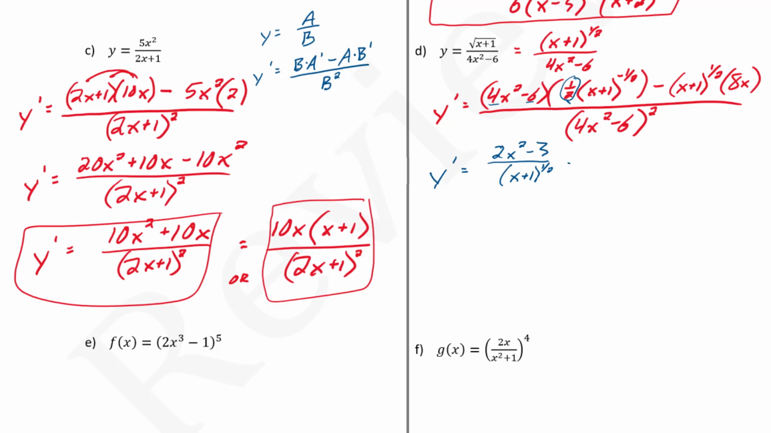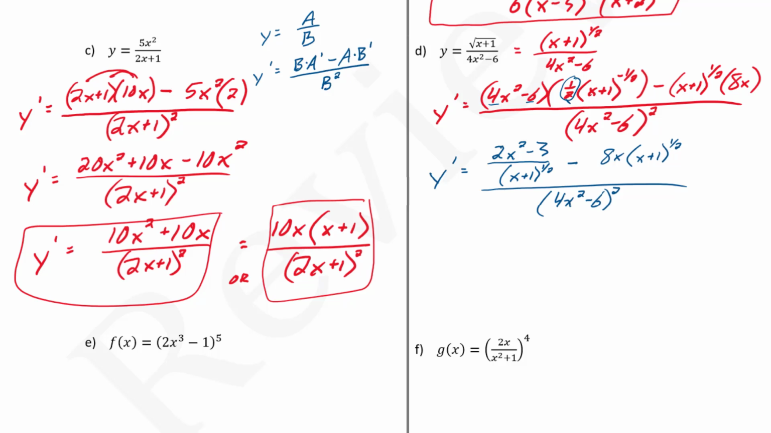Then minus, here it looks like I just have an 8x that's multiplying with an x plus 1 to a 1/2 power. Just kind of move that in front as far as just, again, making it look a little bit more natural. And then the bottom is now 4x squared minus 6 still being squared.